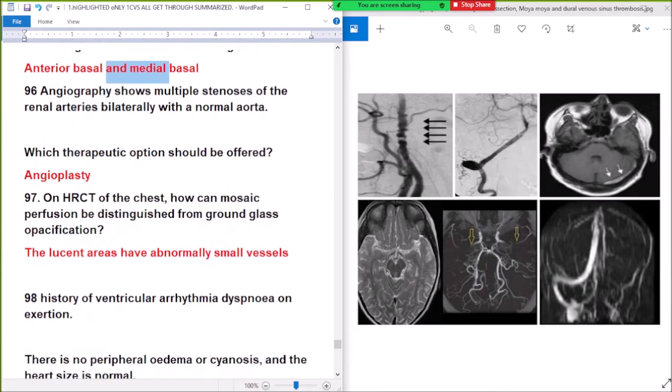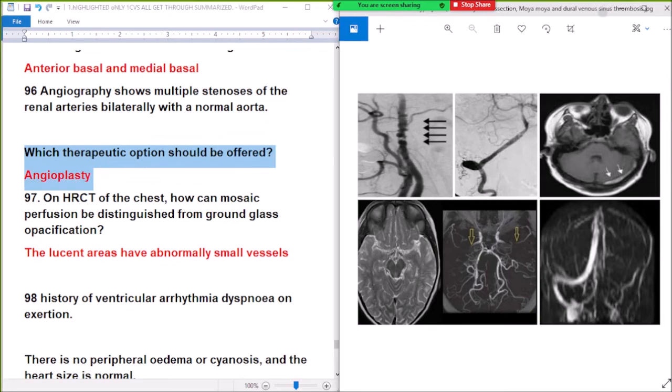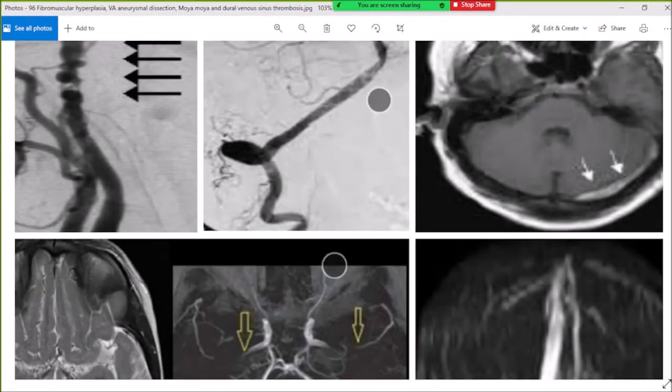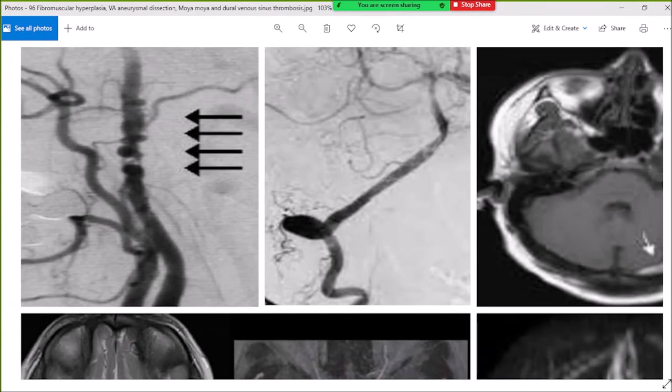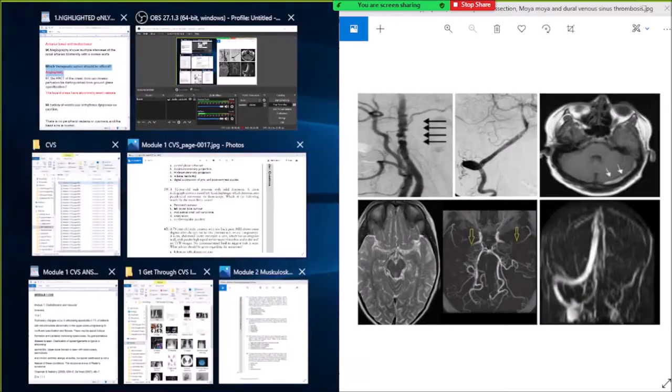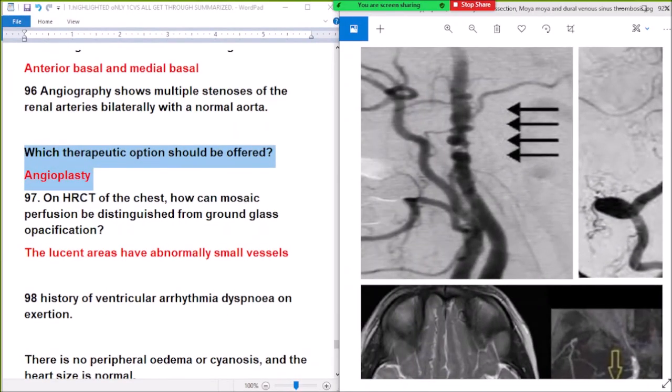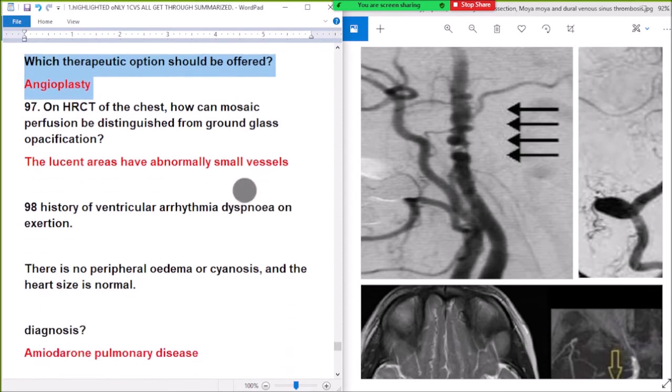Question 96. Angiography shows multiple stenoses of the renal arteries bilaterally with a normal aorta. Which therapeutic option should be offered? Angioplasty. Diagnosis: fibromuscular dysplasia.